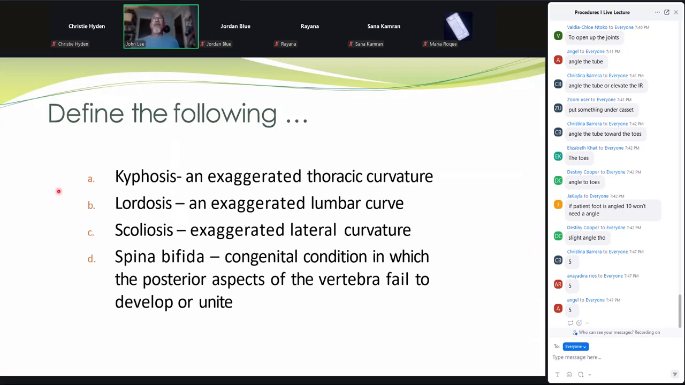You want to be able to define kyphosis, lordosis, and scoliosis. Know that spina bifida is a congenital condition where we do not have posterior aspects of the vertebra to develop or unite. This means the lamina, typically. Spinous processes may be absent as well, but it's typically the lamina where we see spina bifida.